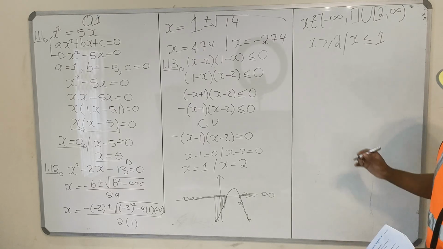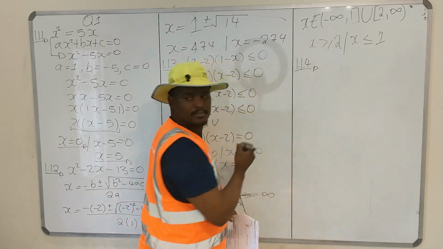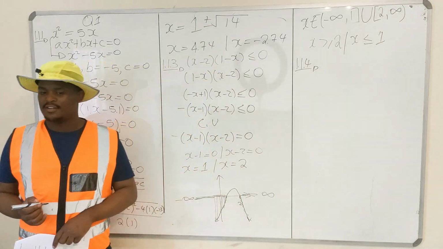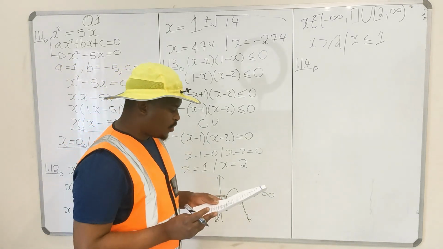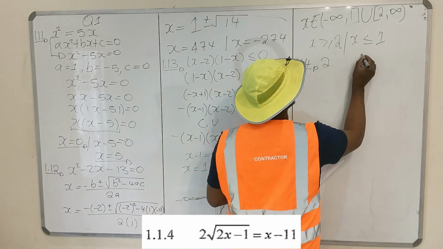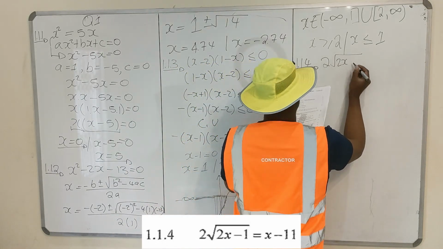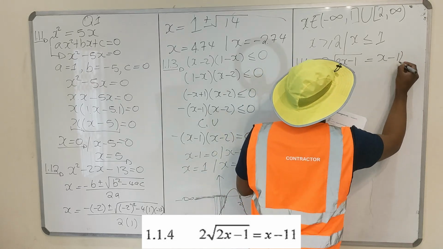1.1.4. Any questions so far? No. Okay. So with 1.1.4, they have given something like 2 square root of 2x minus 1 is equal to x minus 11.